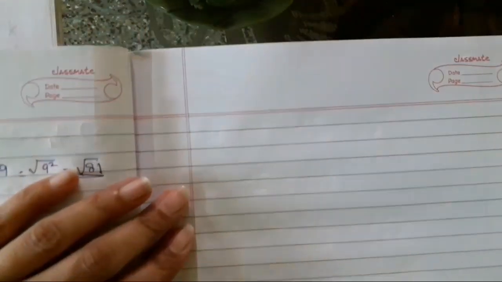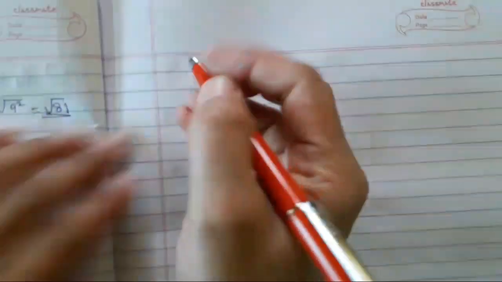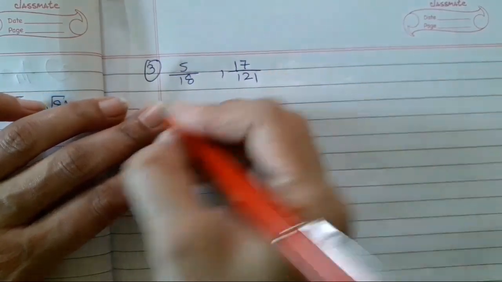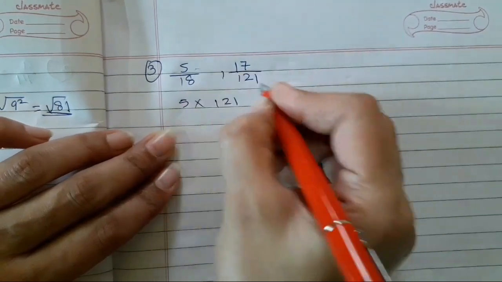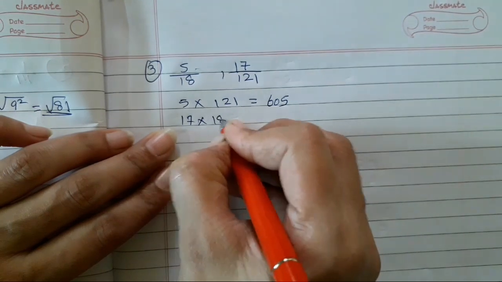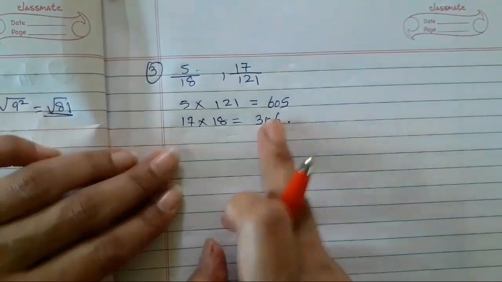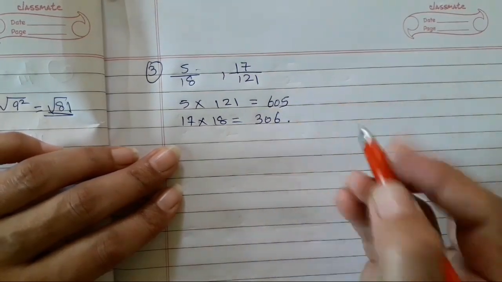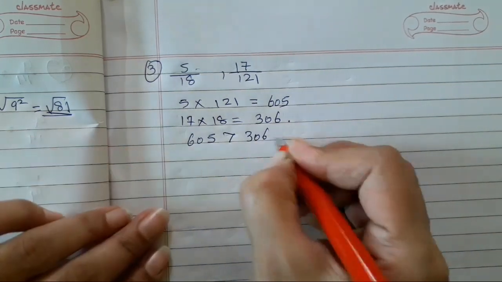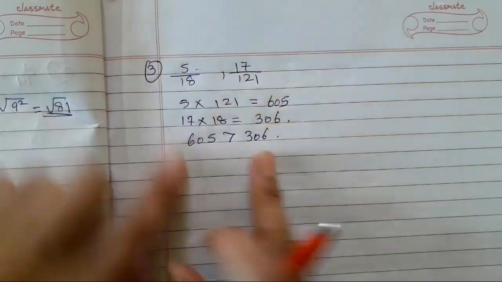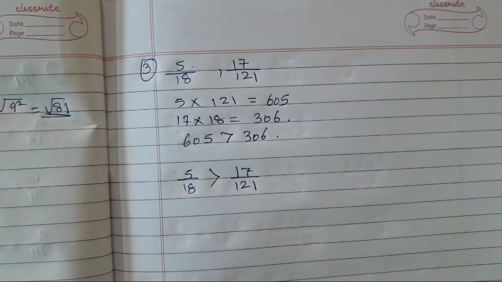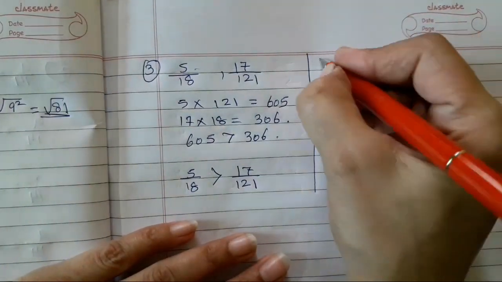Now question number 3. Third one is 5 upon 18 and 17 upon 121. So 5 into 121, we are cross multiplying it. It is 605, and 17 into 18 is going to be 306. Now which number is greater, children? Obviously 605 is greater than 306. Therefore which side is greater? This side is greater. So 5 upon 18 is greater than 17 upon 121. Is it easy? Now we will solve the fourth sum.